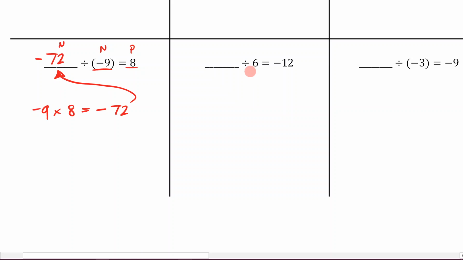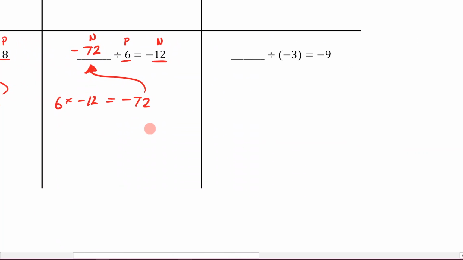Let's go on to the next one. What divided by 6 is going to give me 12? Again, that's going to be 72. If this is negative and this is positive, this is going to have to be negative. If you're struggling to come up with that answer, what you would have to do is 6 times negative 12. So I'm taking these numbers and multiplying them. That's going to give me negative 72. And that's what we got there.